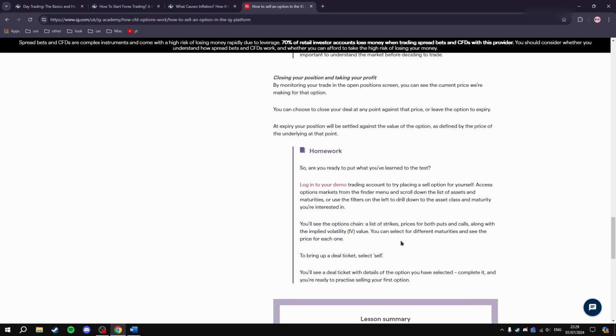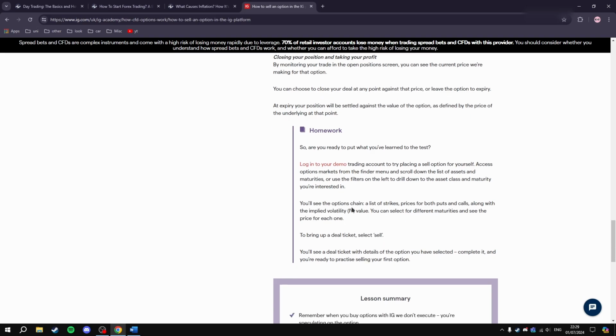So, closing your position and taking your profit. By monitoring your trade in the open positions screen, you can see the current price we're making for that option. You can choose to close the deal at any point against that price or leave the option to expiry. At expiry, your option will be settled against the value of the option as defined by the price of the underlying at that point.